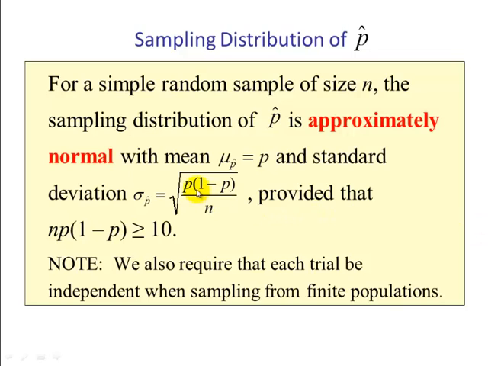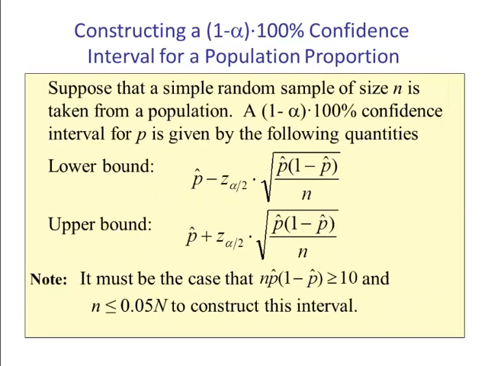But there's only one problem with this. We don't know p, and that's why we're using p hat to estimate p. So we're going to use p hat in place of p. When we look at our formula for confidence intervals, our lower bound is p hat minus z alpha over 2 times the standard error, where that's equal to the square root of p hat times 1 minus p hat divided by n. The upper bound is our point estimate p hat plus z alpha over 2 times our standard error.